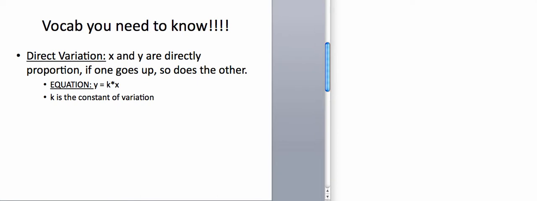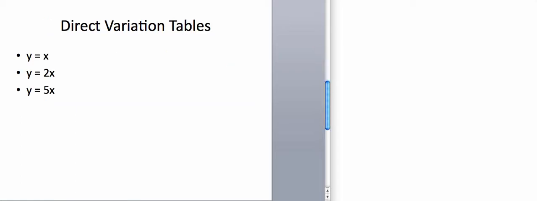We're talking about the idea of direct variation. What we need to make sure we know with direct variation is that when one variable gets bigger, so does the other. We've got a couple different things for you to write down. When something varies directly, when one gets bigger, the other gets bigger. If one gets smaller, so does the other one. So we're going to take a look at some direct variation tables.